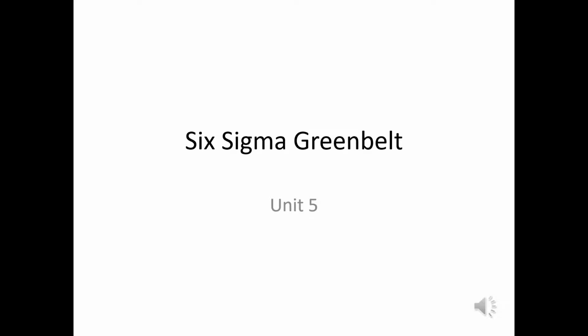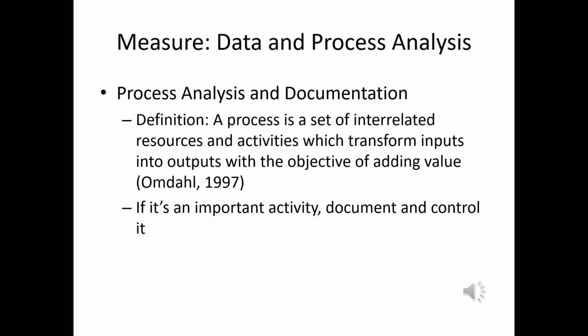Six Sigma Greenbelt, this is Unit 5. Now, if you remember, the second step of define, measure, analyze, improve, and control is measure. So what are we going to measure, right? So we got to do some process analysis.